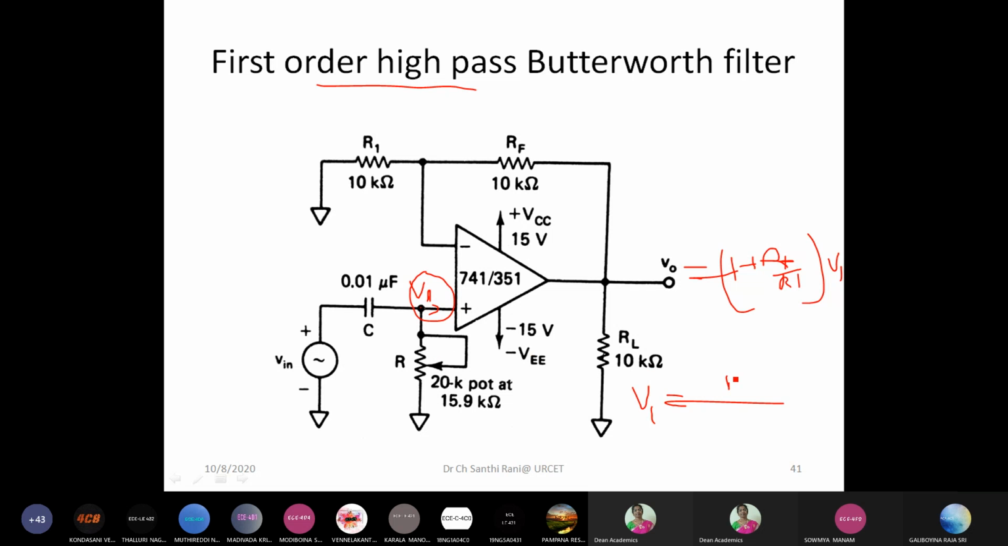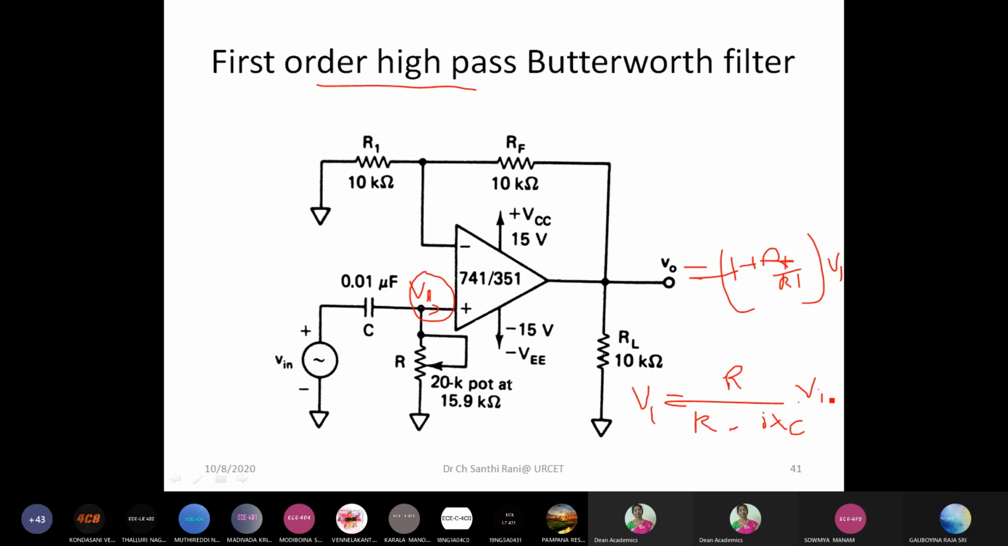R divided by, that means the required branch resistance R divided by R minus jXC, into Vin.